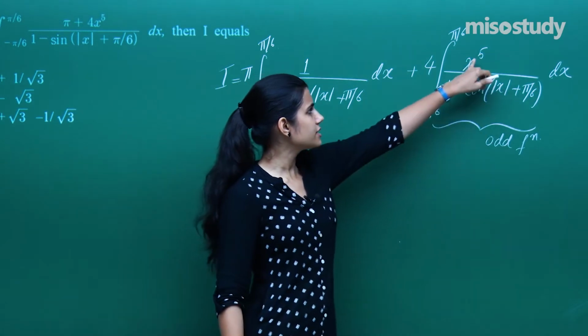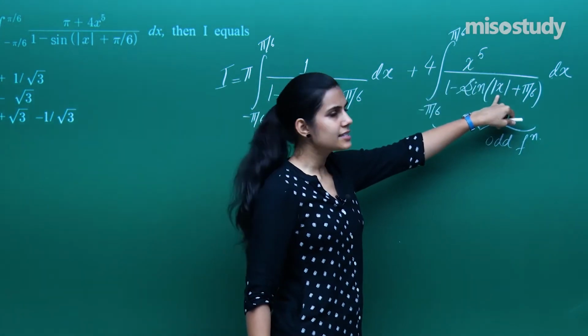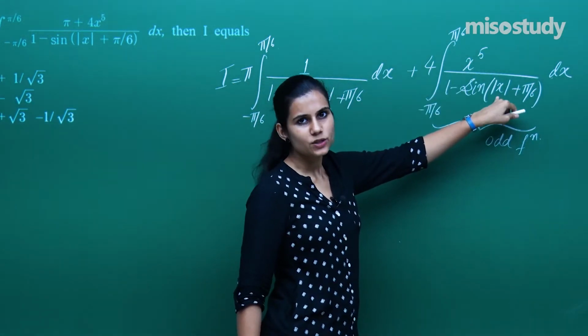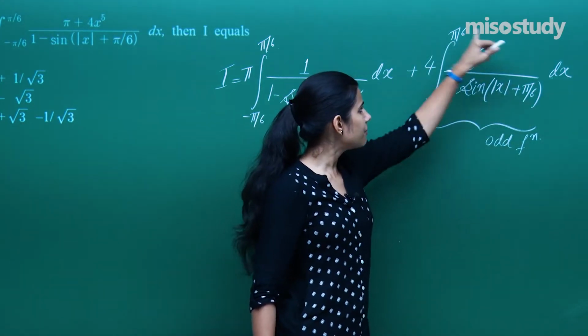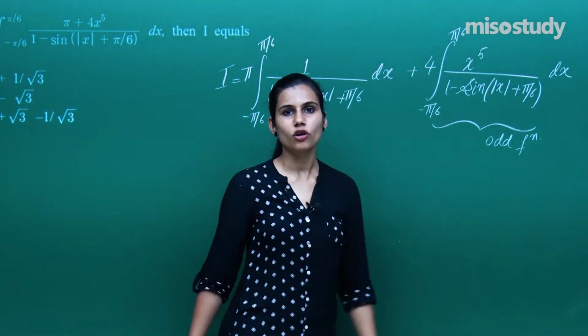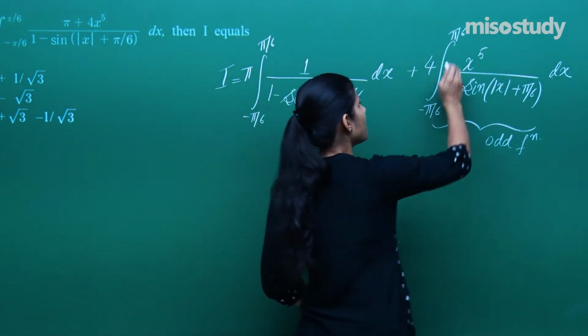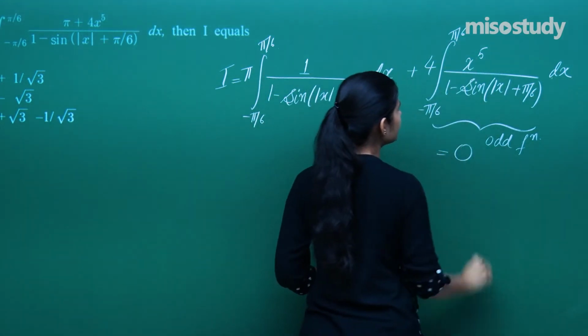Because this is an odd function, this is an odd power. See, here x is not playing any role. Whatever you plug in, it is going to give you plus only. But because of this 5 power, this complete integrand is becoming an odd function. And therefore, from minus pi by 6 to pi by 6, its integral is 0.